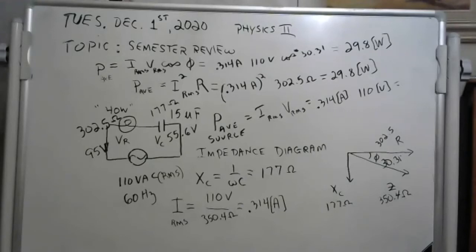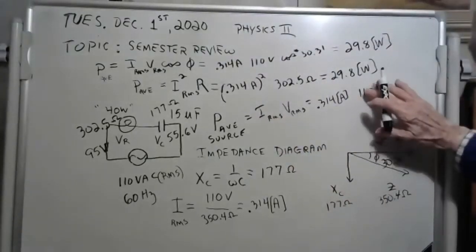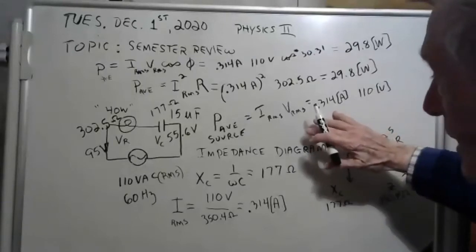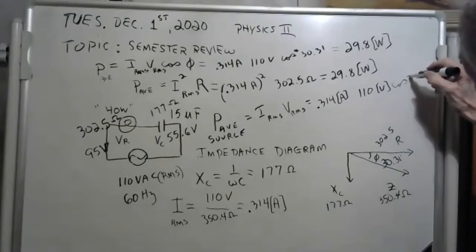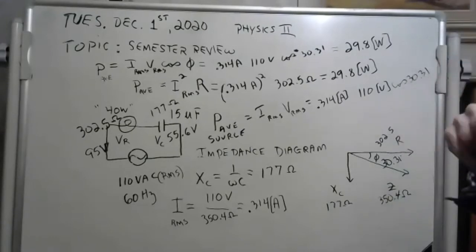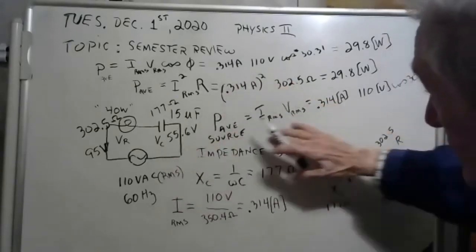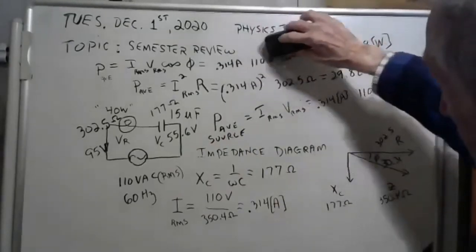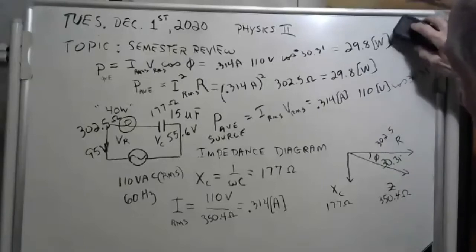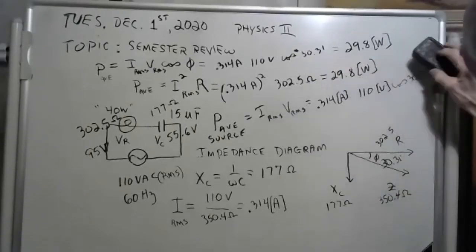Yeah, 34.54. Okay, here's where I goofed up. I forgot the cosine of 30.31. We've already done that. Disregard everything I just told you there on that last bit. I forgot the cosine. We did that right here. See it? That is the power that's being supplied. There it is. It's 29.8.